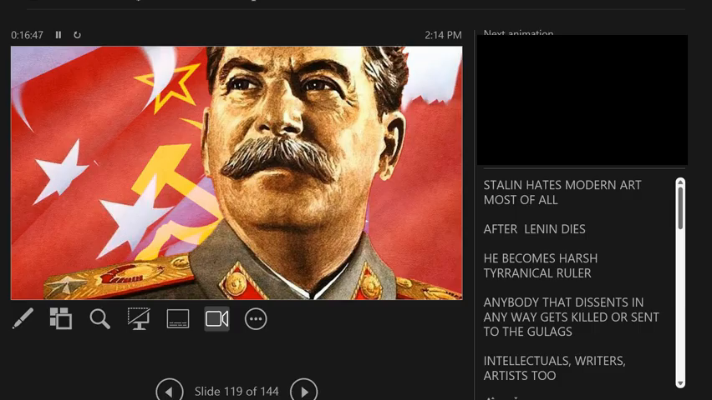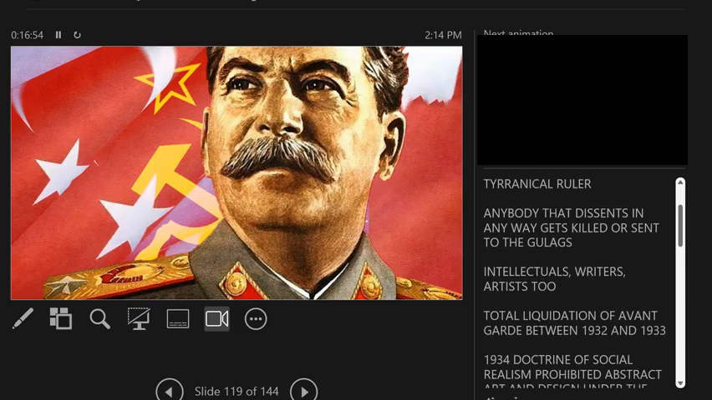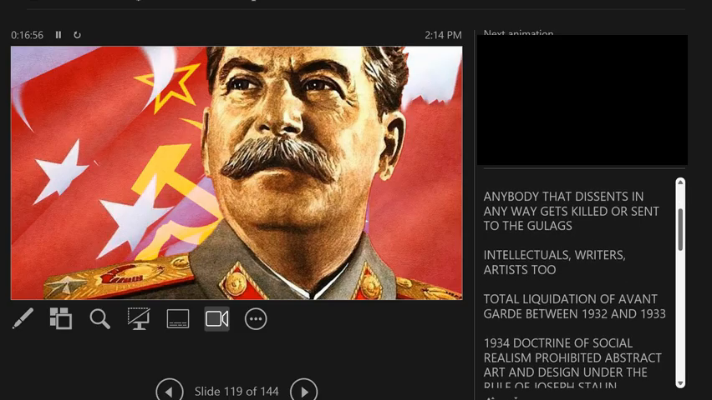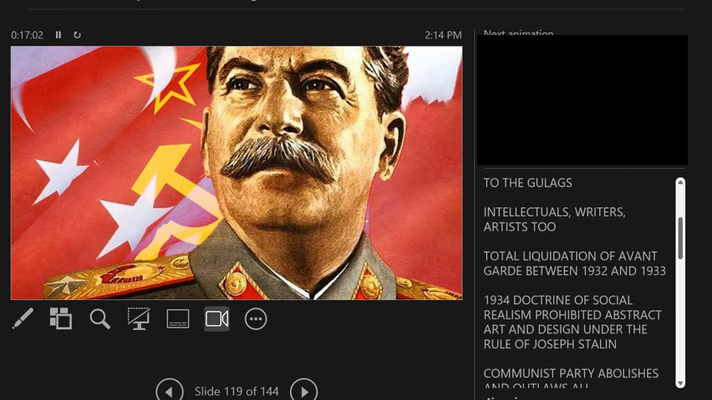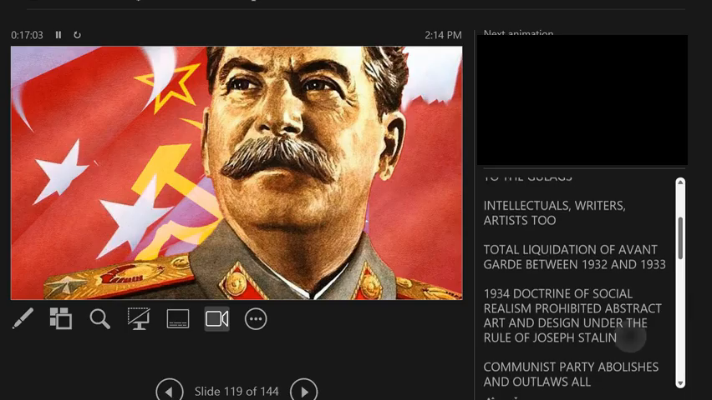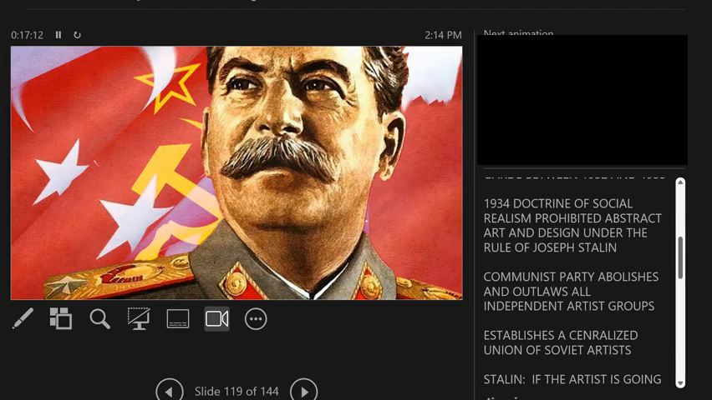So Stalin hates modern art most of all. After Lenin dies, he becomes a harsh, tyrannical ruler. Anybody that dissents in any way gets killed or sent to the gulags. People like intellectuals, writers, and artists too. This is a total liquidation of the avant-garde between 1932 and 1933.